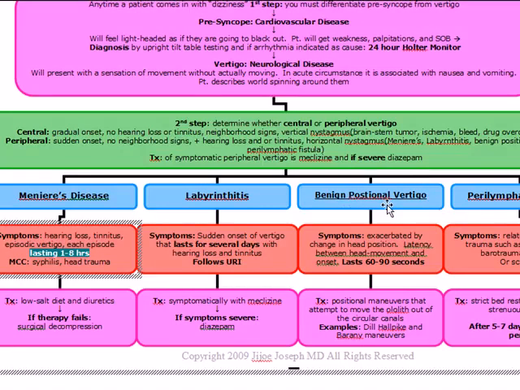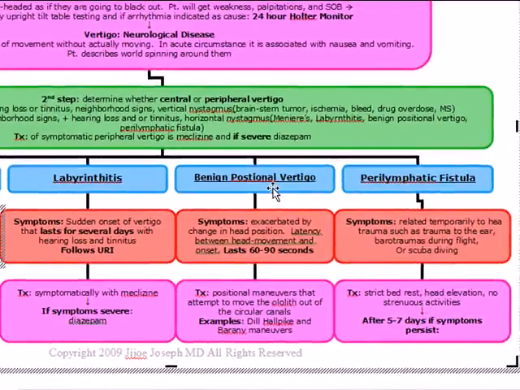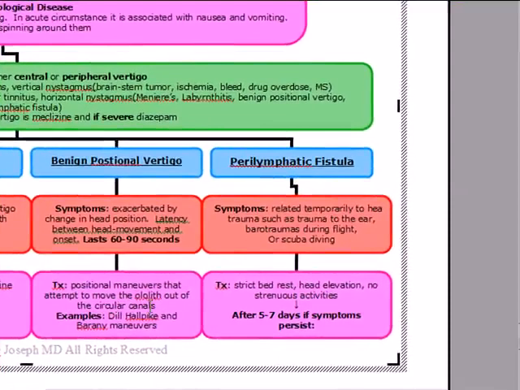Benign positional vertigo. This is going to be only lasting 60 to 90 seconds, and this is pretty much going to happen when you suddenly move your head. So when the patient suddenly moves their head and they get this vertigo, this is going to be benign positional vertigo, all right? And our treatment is positional maneuvers that attempt to move the otolith out of the circular canals.